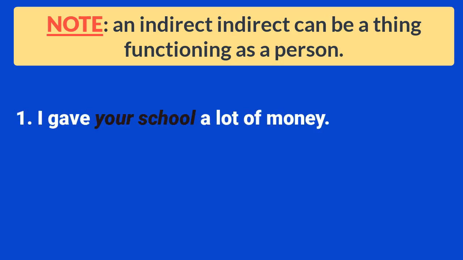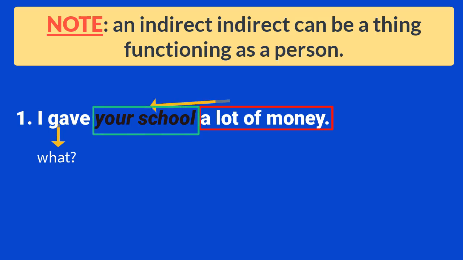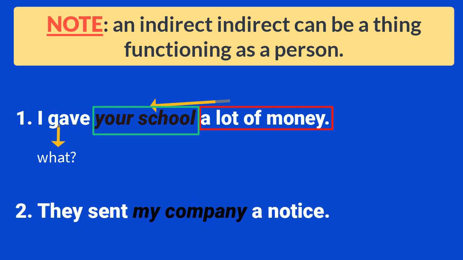For example, I gave your school a lot of money. I gave what? A lot of money. To whom? Your school. So school is working as a person because it's receiving something. A thing cannot receive, right? So the school is functioning as an entity, right? I gave your school a lot of money. Your school, indirect object. They sent my company a notice. They sent what? A notice. To whom? My company. So again, my company is the indirect object that is functioning as an entity. So, as I said earlier, an indirect object can also be a thing.